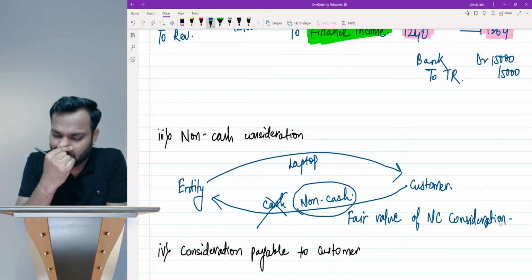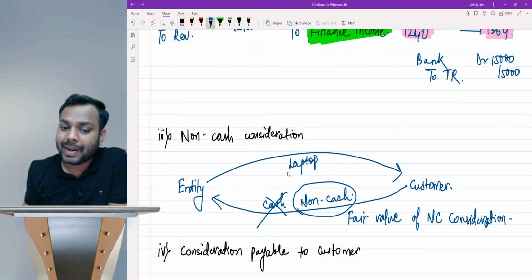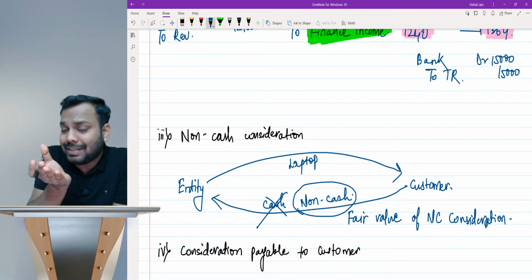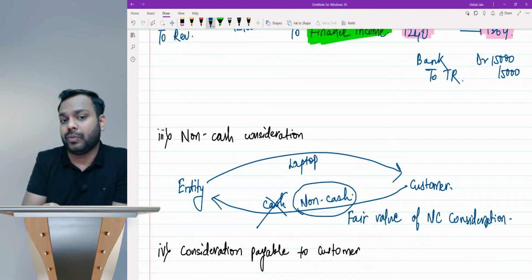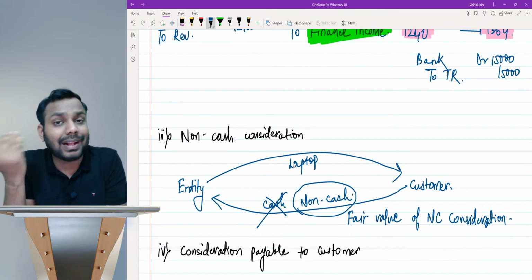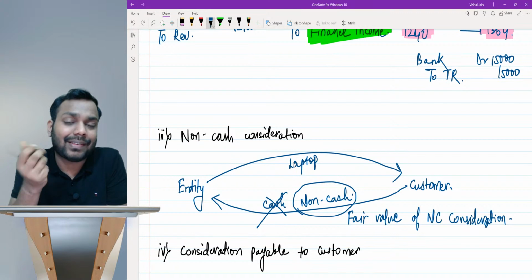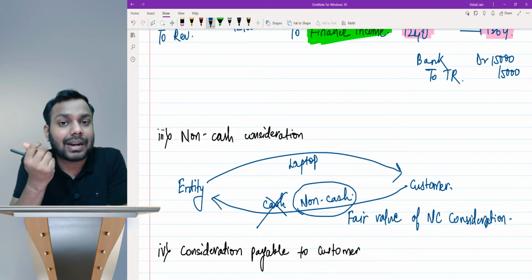So many times students make the mistake of thinking that the selling price of this laptop will be the revenue. No, that should not be the revenue. The price that you have received is your revenue. If you have received in cash, it's fine. If you have not received in cash, you have received in something else, then fair value it. What is the fair value of the non-cash item that you have received? And that is your revenue.